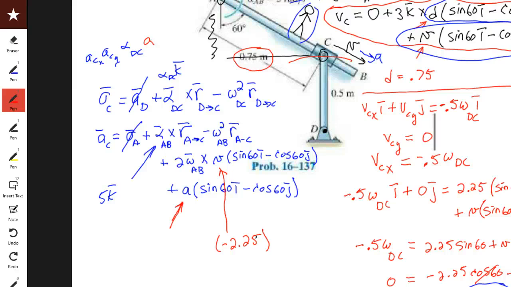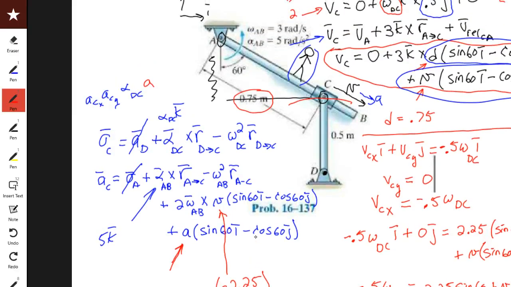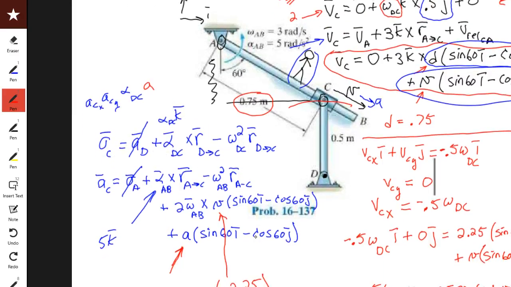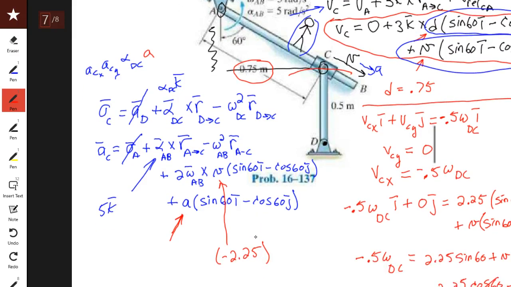Is it time consuming? You bet it is. It takes a long time to do these problems. Okay, is it odd, unusual? Probably not. And once you kind of get used to it, they're all pretty much the same. But that's it. So that's that particular one.